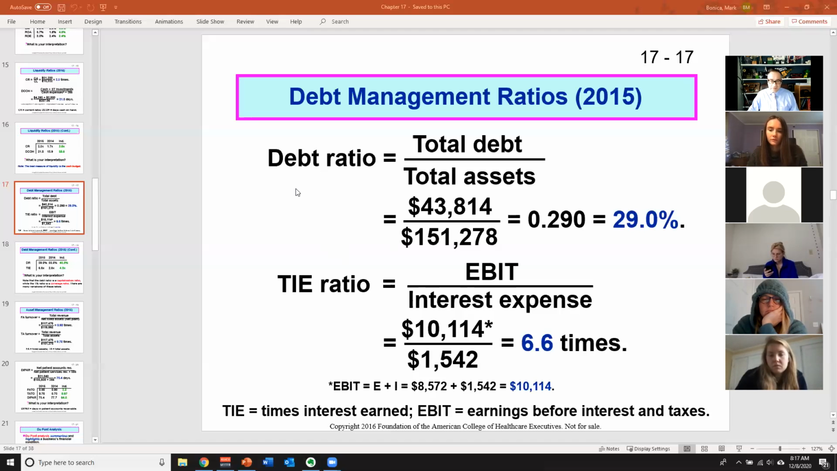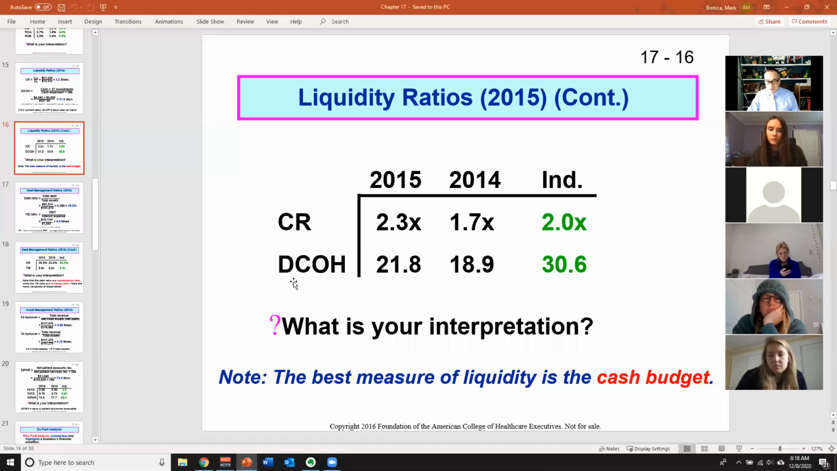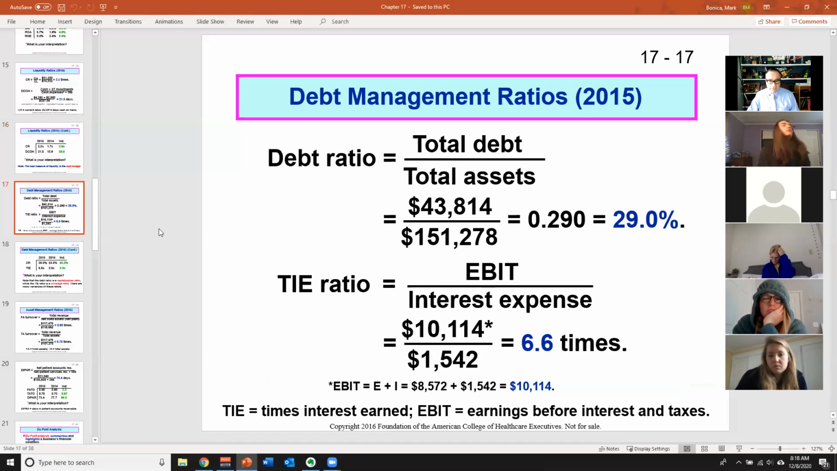So the point here is all these ratios are like the gauges on a dashboard that you're driving a car with. They're all important. Some are more important on a day-to-day basis than others, like days cash on hand is probably more important than say the debt ratio on a day-to-day basis, but they all tell you something about the health of the organization.